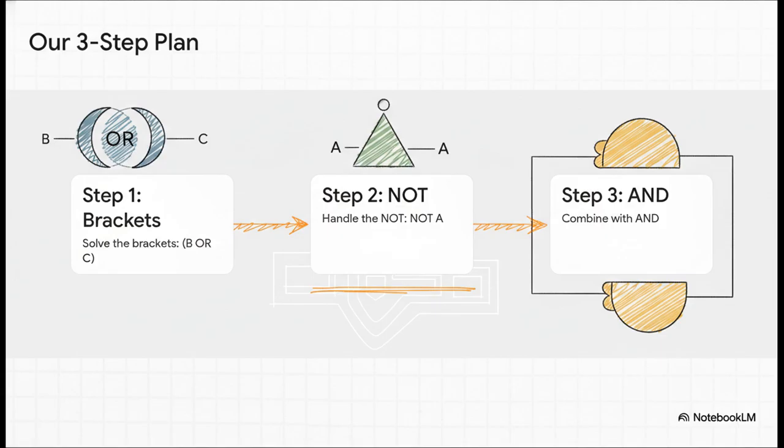So this gives us a crystal clear 3-step game plan. First, we tackle the brackets. That's the B OR C part. Second, we handle the NOT A. And finally, we combine the results of those two parts with the AND operator. See? This simple little roadmap is going to guide our entire drawing process.